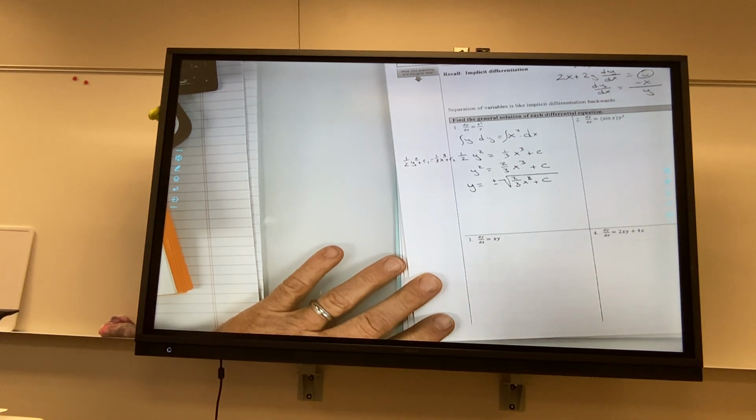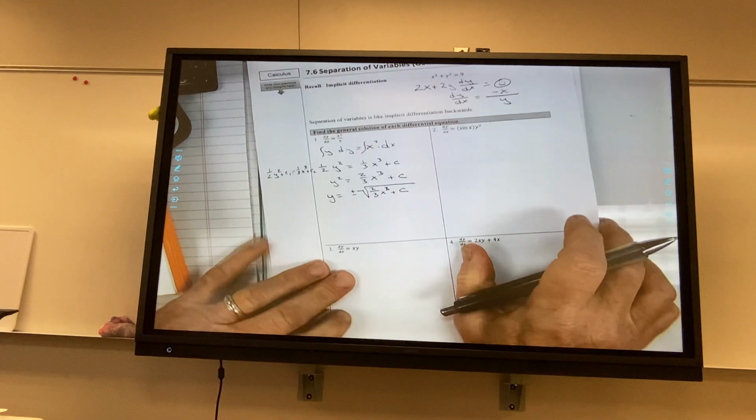And V is the shape of the absolute value sign. Just saying. All right, over here.